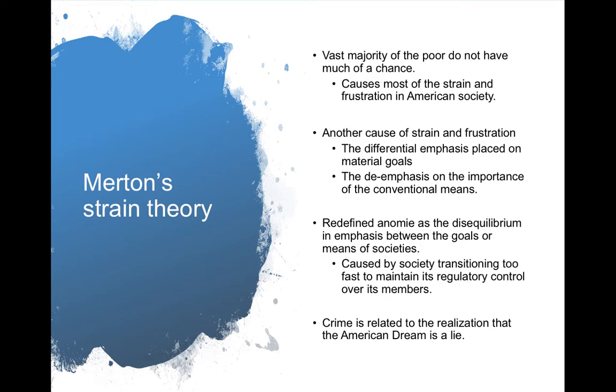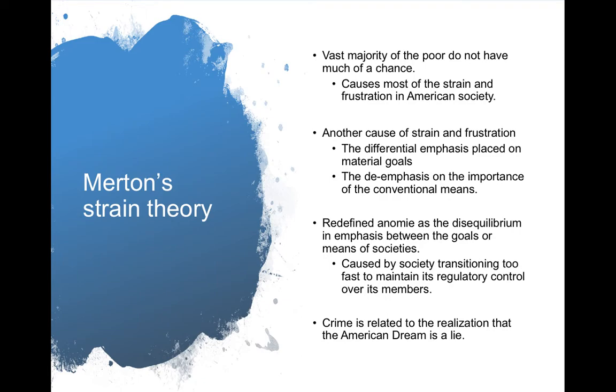Now, again, this is according to Merton. So it is the near universal socialization of the American dream, without it being obtainable in most cases, that's going to cause most of the strain and frustration in American society. Now, Merton claims that most of the strain and frustration is due not necessarily to the failure to achieve the conventional goal, which is the wealth, but instead to the differential emphasis placed on the material goals and the de-emphasis of the importance of the conventional means.